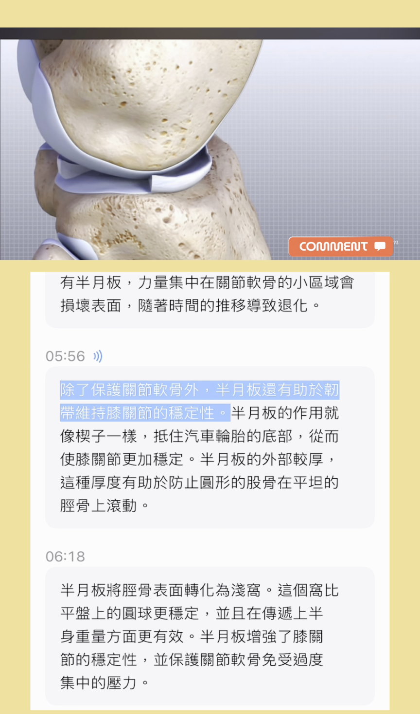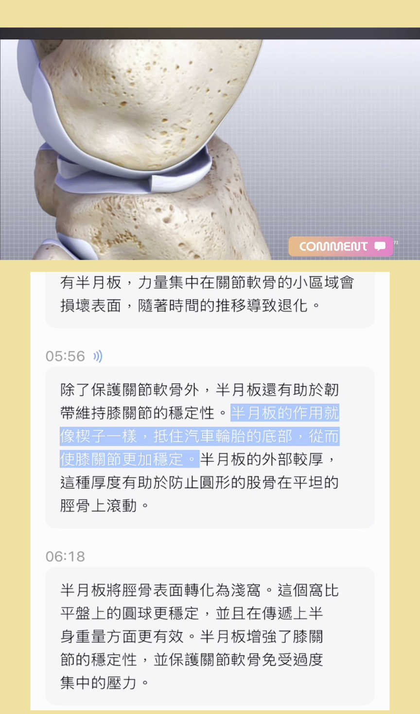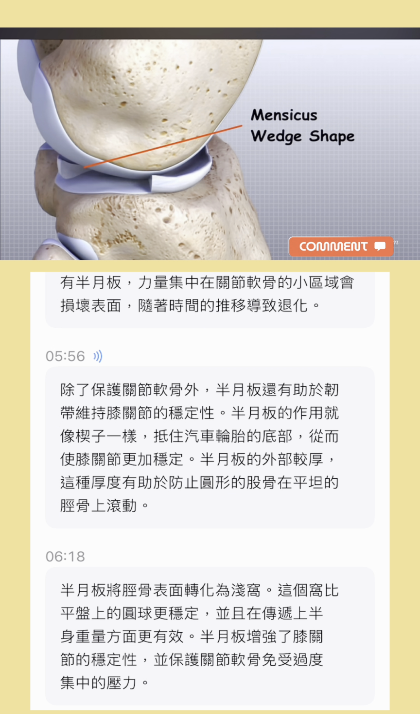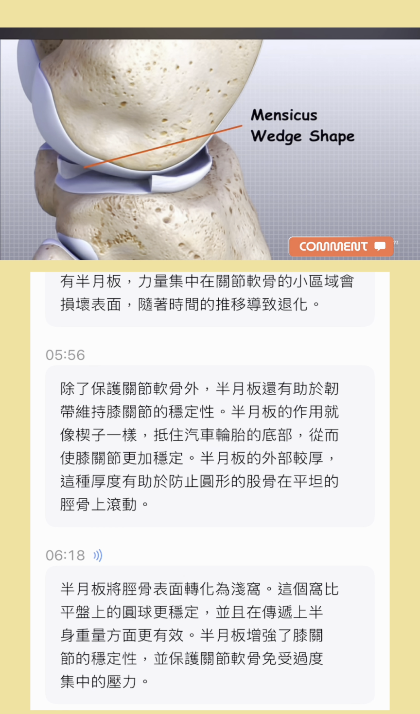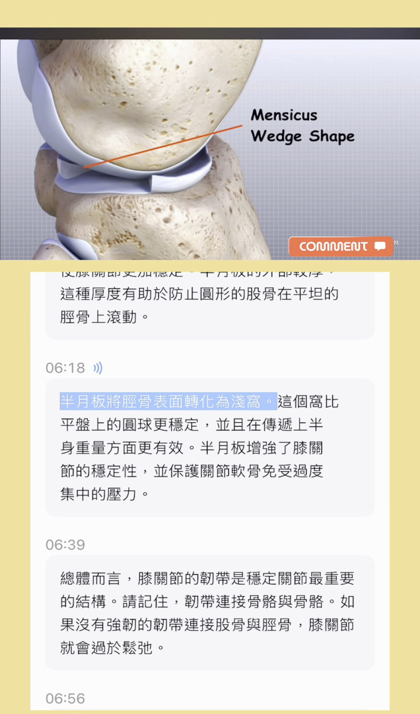In addition to protecting the articular cartilage, the menisci help the ligaments with stability of the knee. The menisci make the knee joint more stable by acting like a wedge set against the bottom of a car tire. The menisci are thicker around the outside, and this thickness helps keep the round femur from rolling on the flat tibia. The menisci convert the tibial surface into a shallow socket.